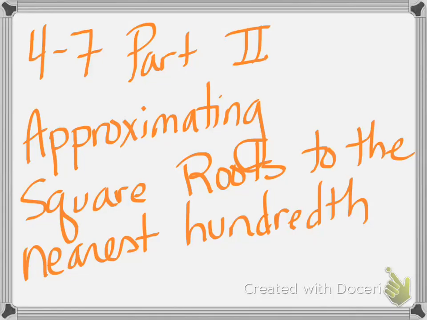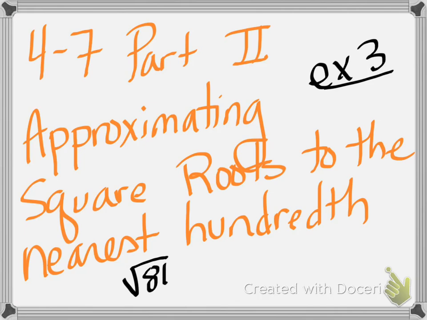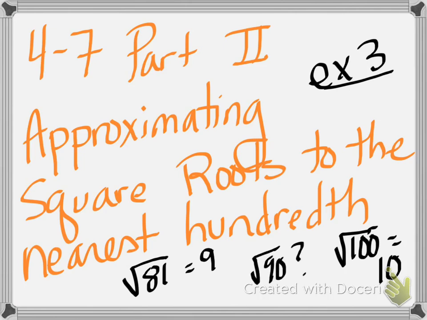Let's talk about the second part of 4-7. This specifically is example 3, and it involves approximating or estimating square roots to the nearest hundredth. If we have the square root of 81, that's a perfect square, that's 9, or plus or minus 9. And the square root of 100 is a perfect square, plus or minus 10. But what if you had to find the square root of 90? It's between 9 and 10, but how would you figure out what the hundredths place was, to the nearest hundredth?